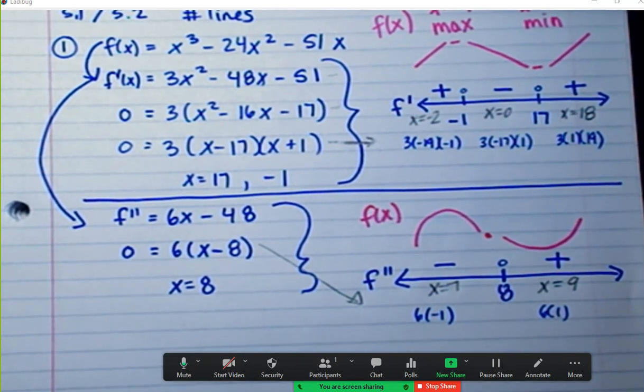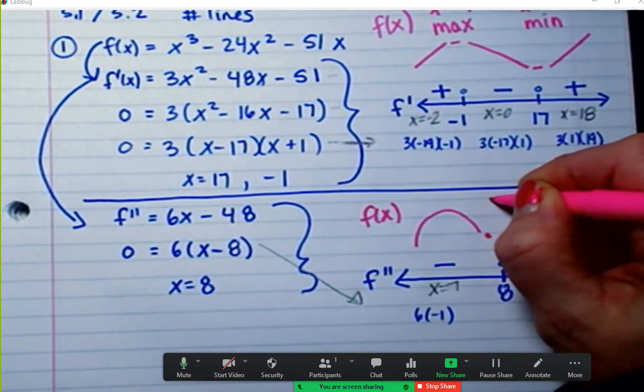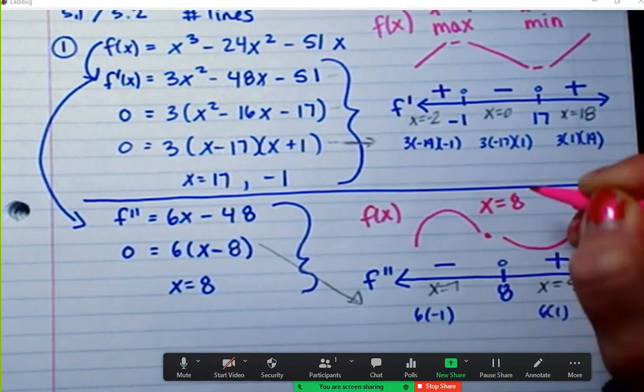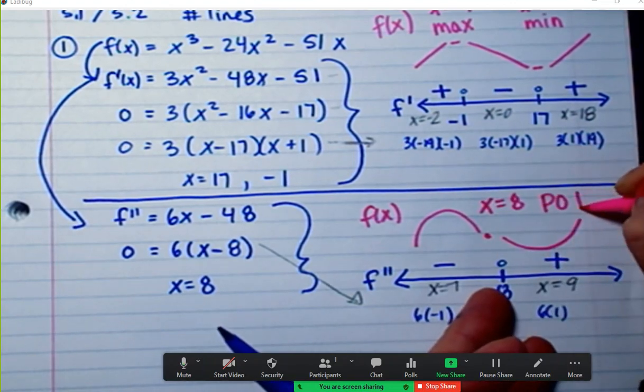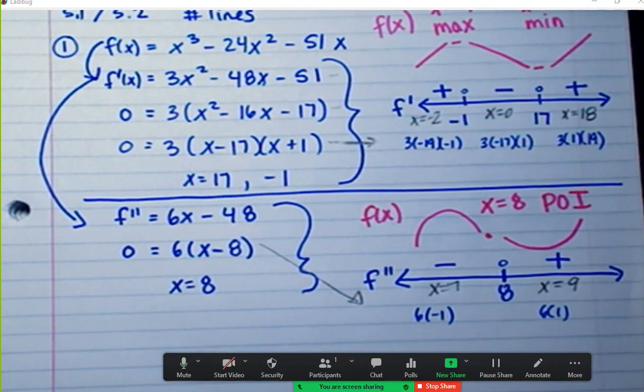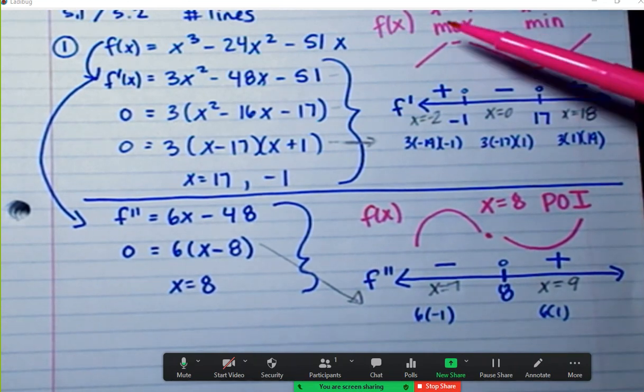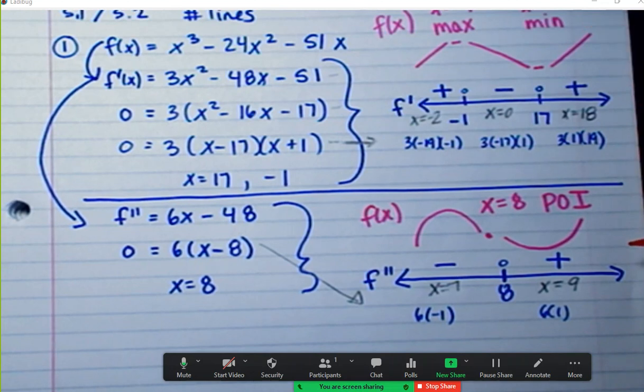Oh, so looking at this, I can see where it's concave down, and I can see where the original graph is concave up, and it tells me that at x equals 8, that's where the point of inflection is. This is where the concavity changes. Notice that I didn't do anything with that middle row of the fun chart because that's not what I was looking for. I was just looking for maxes and mins and points of inflection.